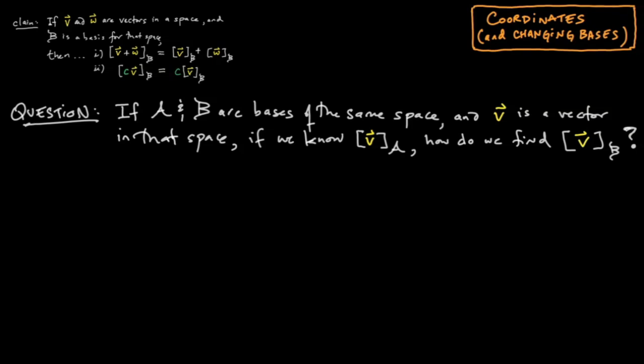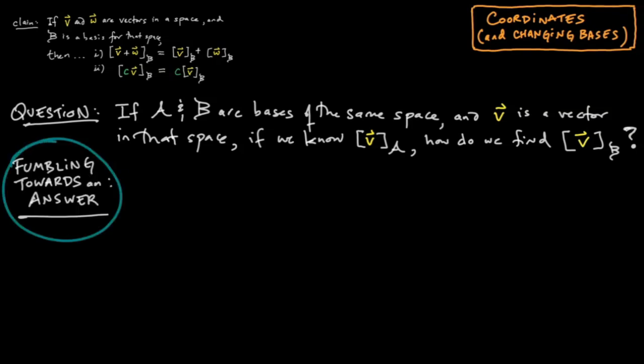We've seen them as geometric transformations. We saw in Chapter 5 how matrices can do the work of row operations, and now we're about to see how matrices can be used to change coordinate systems. But how does it work? Where does this magic change of basis matrix come from? Well, let's begin fumbling towards an answer.